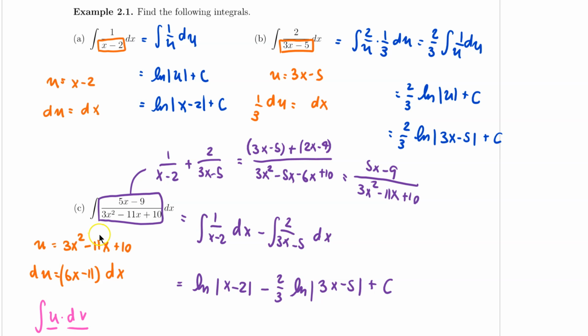But the problem is, suppose we haven't done part A and part B earlier, how are we supposed to know that the integral in part C can be written like this? And we're going to talk about this in the next example.